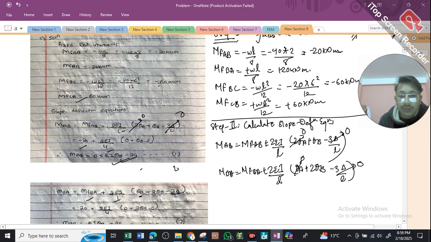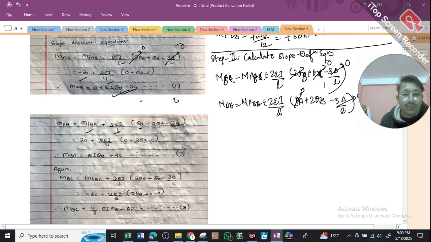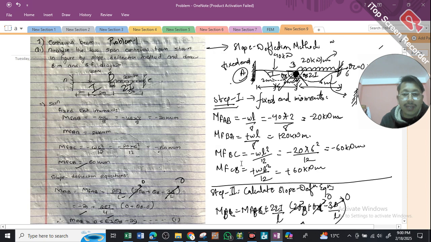For BC, it will be MF BC plus 2EI by L. Instead of theta A, we'll be writing firstly theta B, then theta C. Again, the delta will be 0, and theta C will be 0, but theta B won't be 0, so we'll have a certain value of theta B. Again, we just simply write down for this. We let the value of MFBC as minus 60.